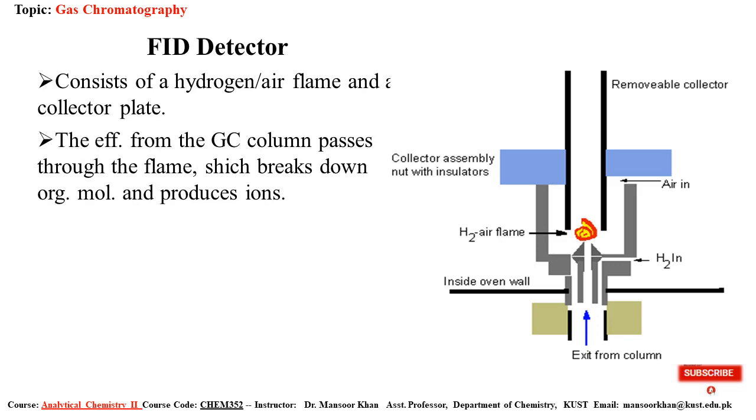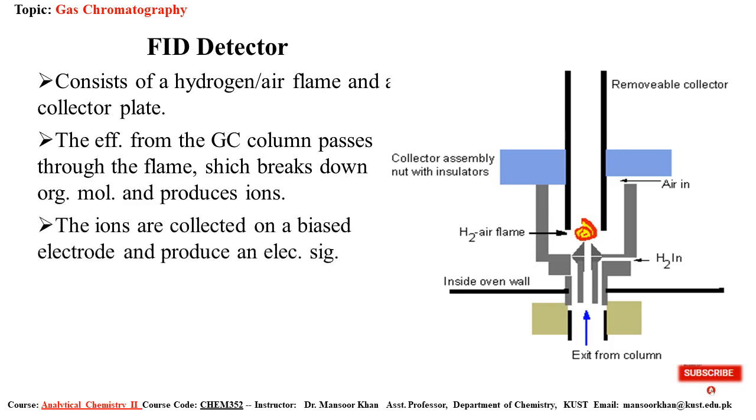The FID consists of a hydrogen-air flame and a collector plate. The effluent from the GC column passes through the flame, which breaks down organic molecules and produces ions. The ions are collected on a biased electrode and produce an electric signal, which is measured and used for qualitative and quantitative analysis. This detector is the most sensitive and it also has a large dynamic range. So FID, the flame ionization detector, is the most commonly used detector in gas chromatography.